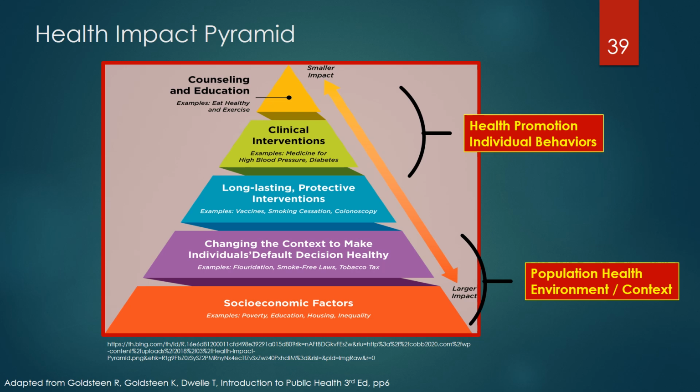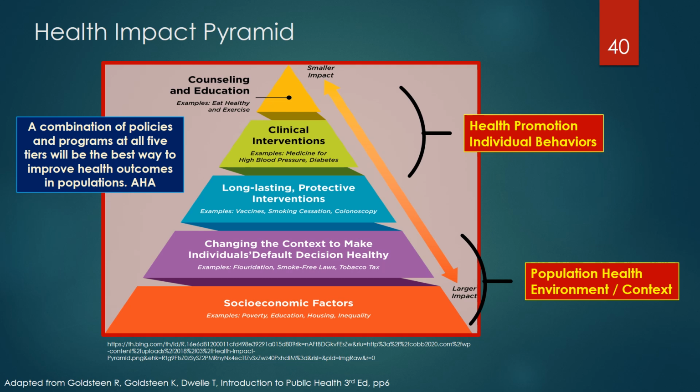Individual behavior interventions, or those associated with health promotion, are at the top of the pyramid and have less impact on populations. There is a role for both health promotion and population health interventions, but realize that population health will have a greater impact. Frieden suggests that structural inequality embodied in the socioeconomic factors is the level with the most potential to improve health, a primary prevention strategy.